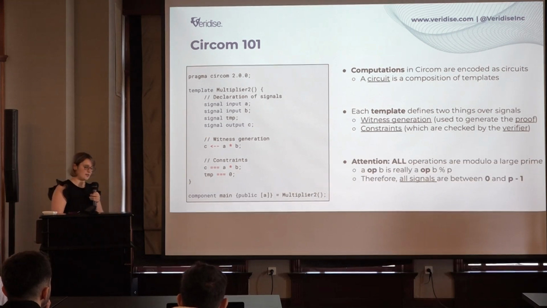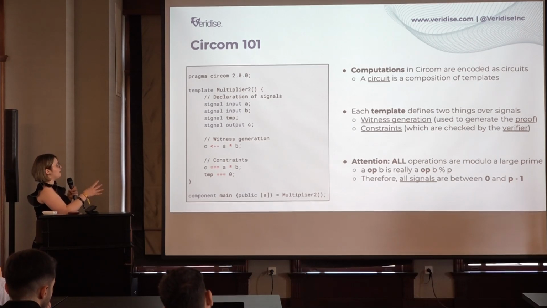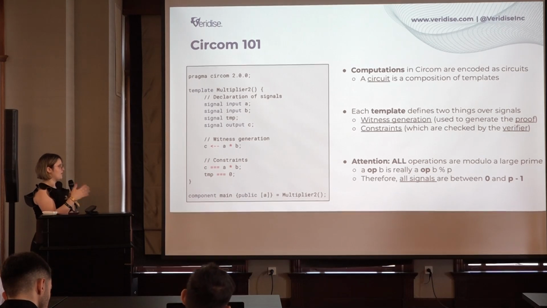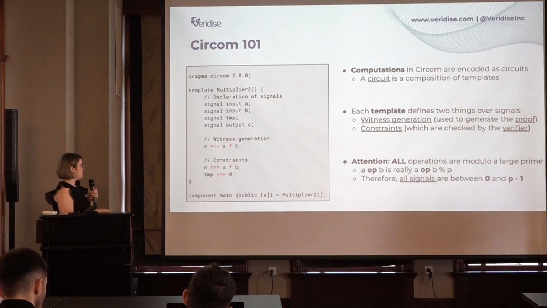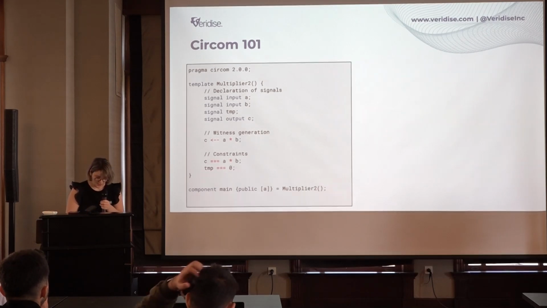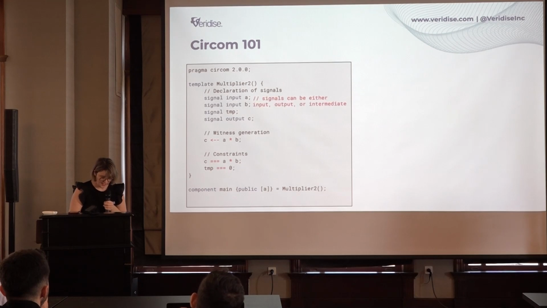All right, and one note is that all these operations are modulo a large prime, so normally when you see A operand B, it is really A operand B modulo P. And that's why all the signals are between 0 and P minus 1. All right, so we'll continue discussing some of these Circom features.